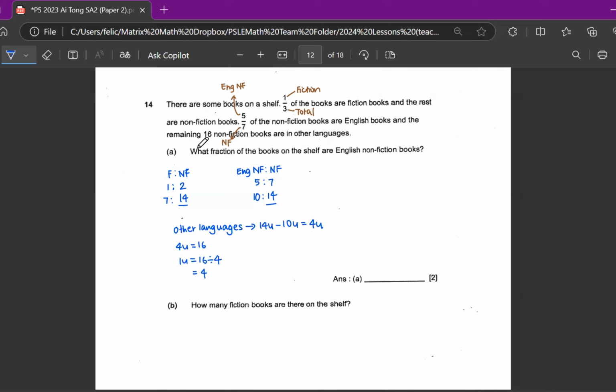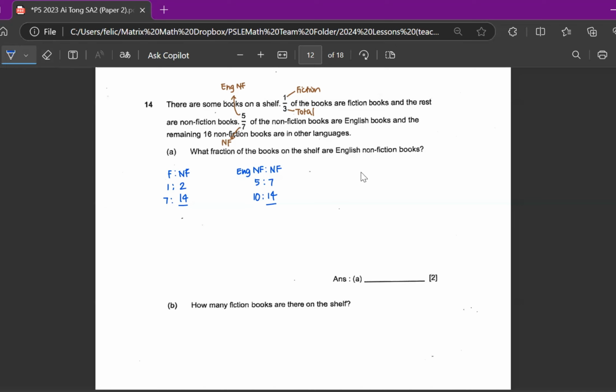Oh, actually, I missed out part A. They asked you what fraction on the shelf are English non-fiction books. So actually, you don't even need all this at this point. I think all this is more important for part B. I'm so sorry. Let's erase this first. Because for fraction, you don't have to deal with the 16 at this point. For fraction, you just deal with the ratio units already. It's simplest fraction anyway. Okay, so what fraction of the books on the shelf are English non-fiction?